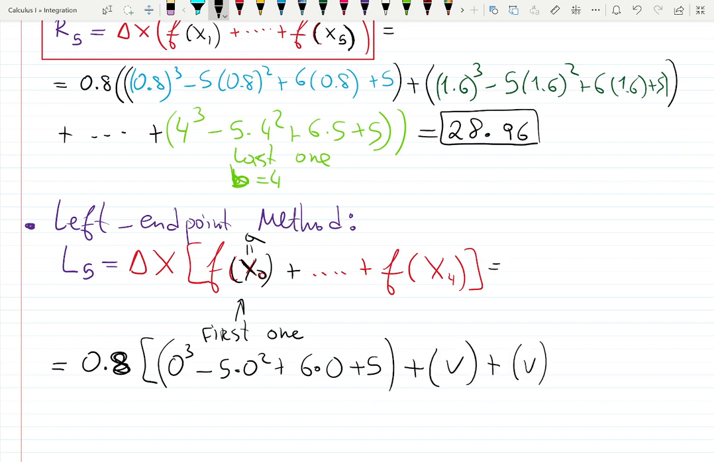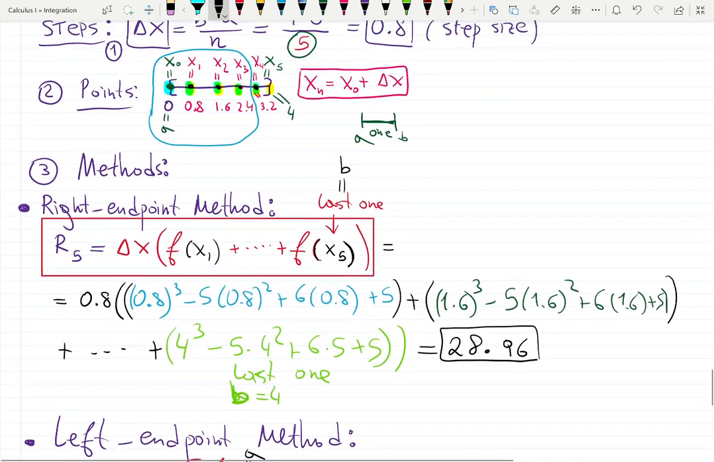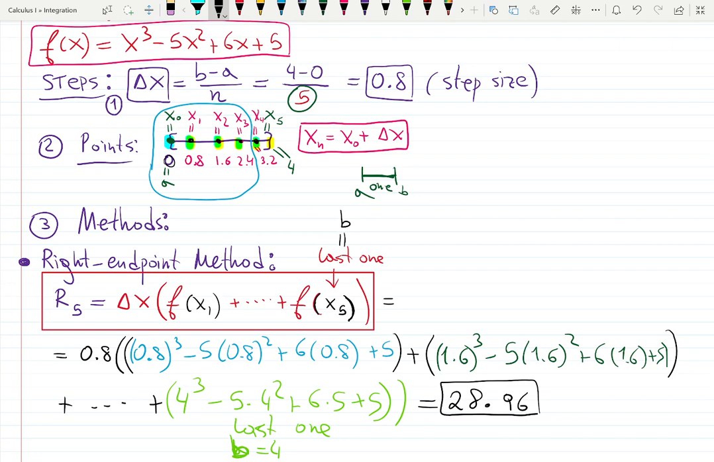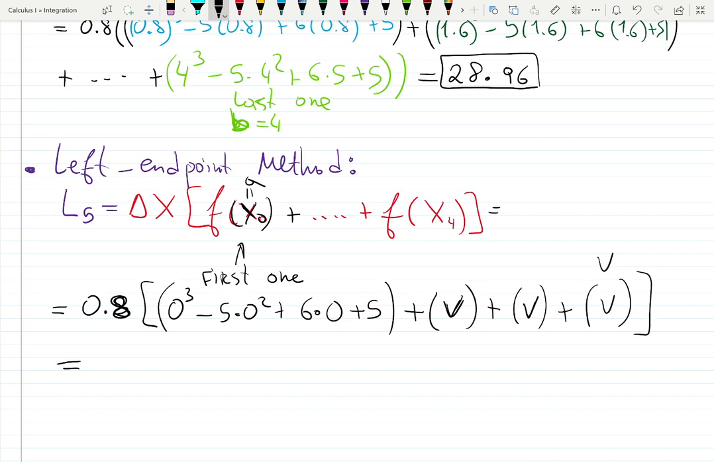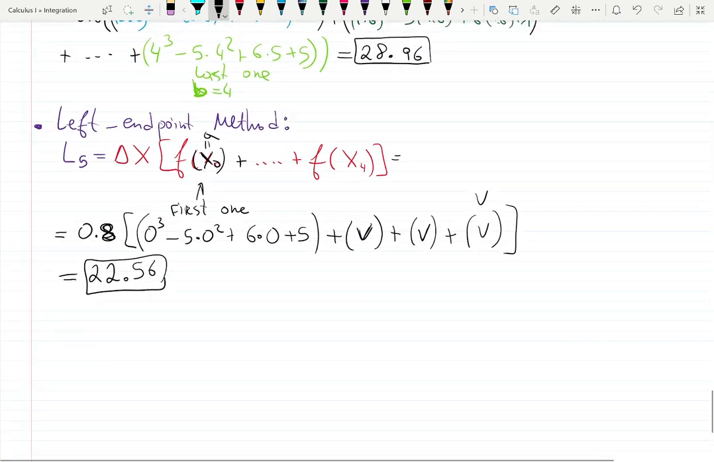1, 2, 3. So how many points do we need? 1, 2, 3, 4, right? So we have the second one, the check mark, and one more check mark, and we don't need the last one. And I see in my notes the answer is 22.56. That's the answer for the left endpoint.